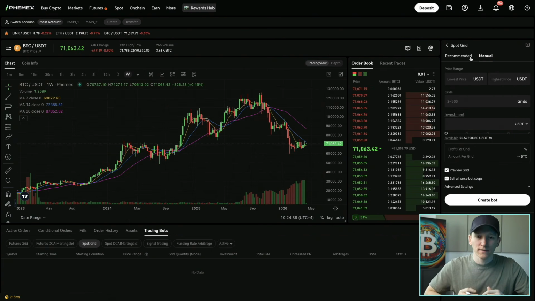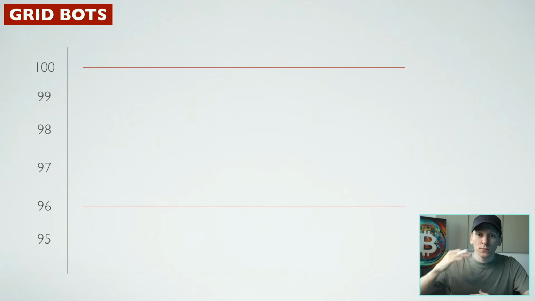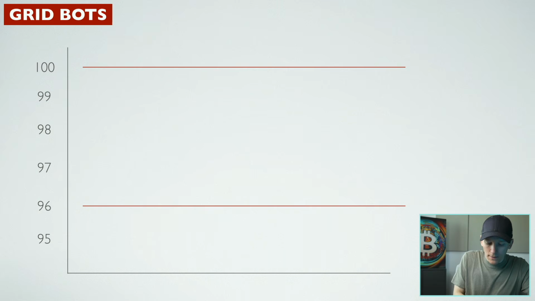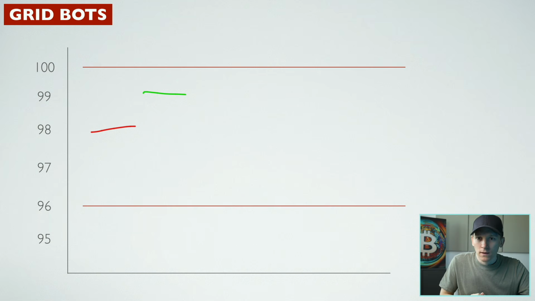So what a grid bot is, it just simply buys and sells within a range, and it makes small profits per trade. So what will happen is it will put a buy order in at 98 and it will just sell at 99. So you put an amount of cash in and a small amount of that cash gets traded in each of these orders.